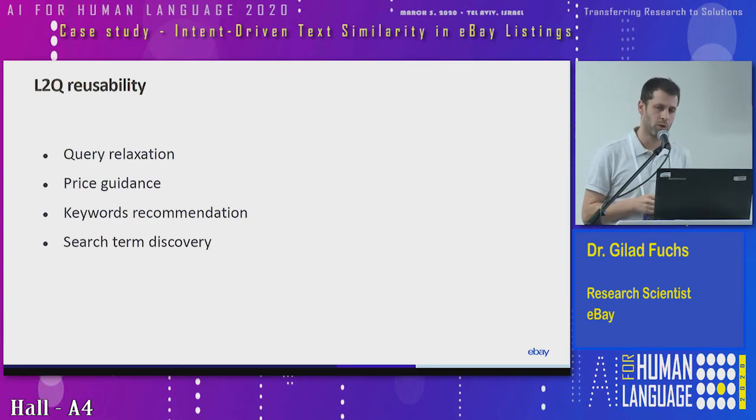And last, you can also use that for search term discovery, and also use it, for example, to help sellers bid on specific tokens. If they want to promote items and bid on specific tokens, now they can know which tokens they should, or are more likely to, bid on, because those are the tokens that will lead to their item specifically in search.